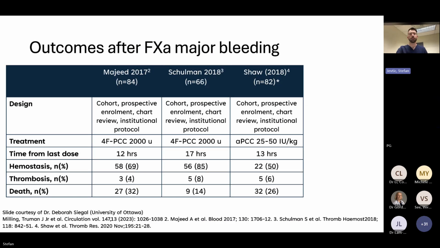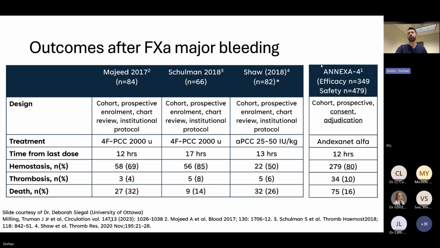And where is the data kind of supporting PCC? So a lot of these are prospective cohort studies where we've looked at administering 2,000 units in a fixed dose. The hemostasis appears to be pretty good, about 70 to 80% with PCC, but not full reversal. It's always important to remember that PCC does come with thrombotic risk, so I always counsel people to consider a 4 to 5% risk of thrombosis, arterial or venous with PCC.